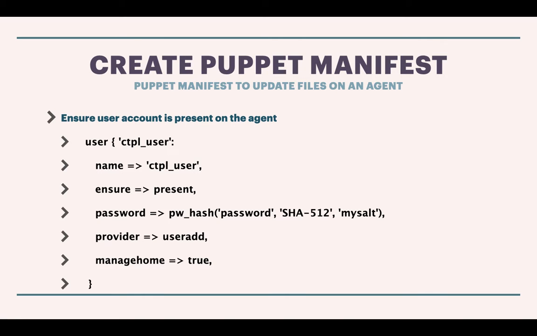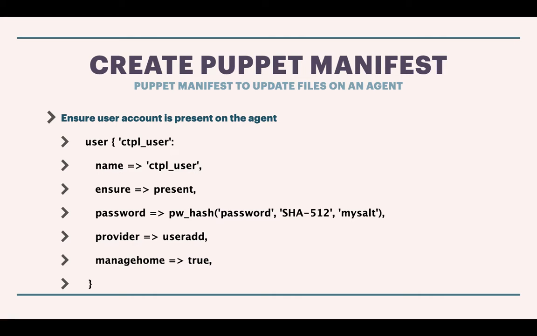Also in this example, I'm going to create a user account on a Puppet agent machine. The user has been called ctpl_user. The name is going to be the name of the user account. We're going to ensure that user is present and set a password using a password hash function. And provide a useradd provider.